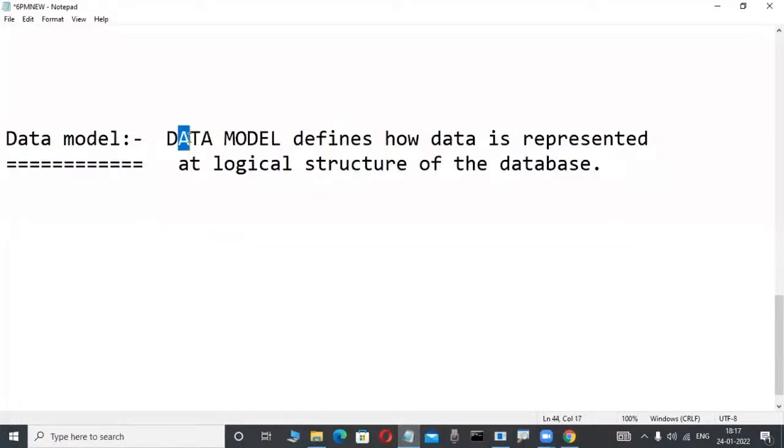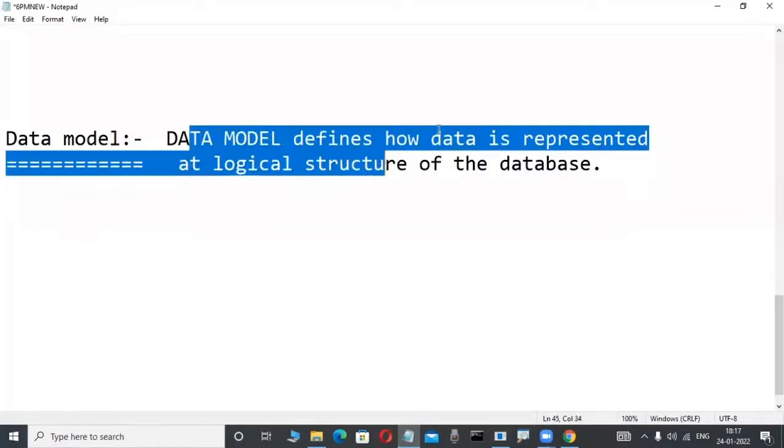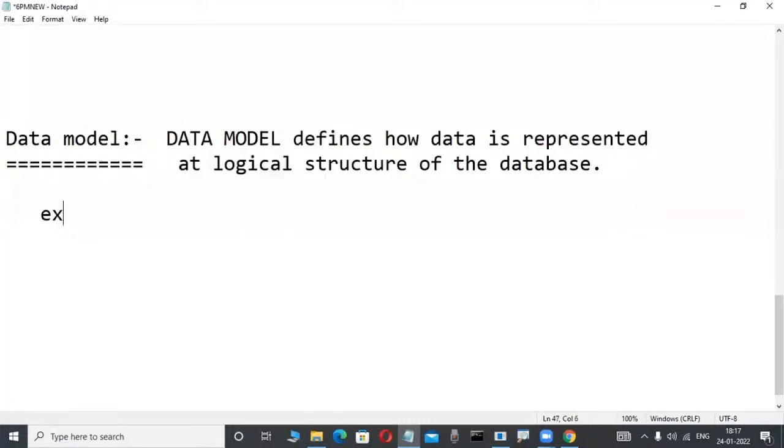But nowadays, observe here, a data model is nothing but how data is represented in the logical structure of the database. Now concentrate here. From 1970 onwards, this data model is there, in Oracle, which we are going to learn next. First, just roughly observe here. In 1970, E. F. Codd, don't write anything down, just observe, some new terminology.